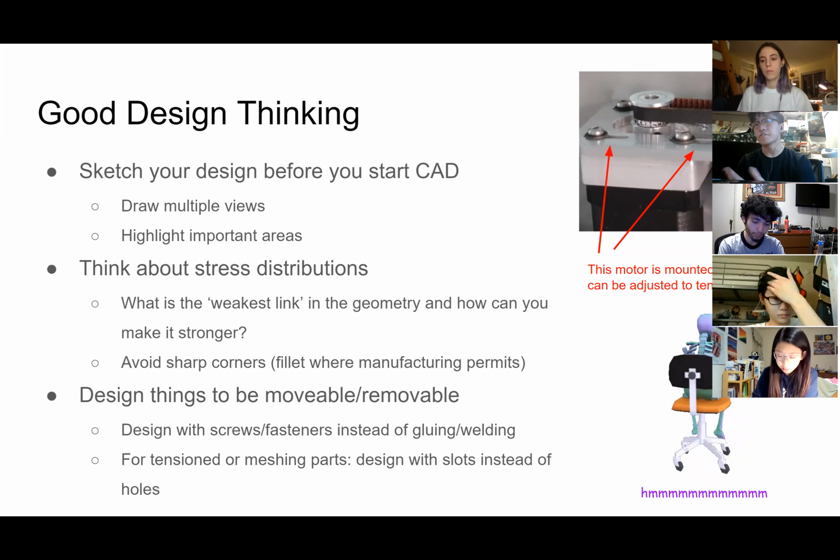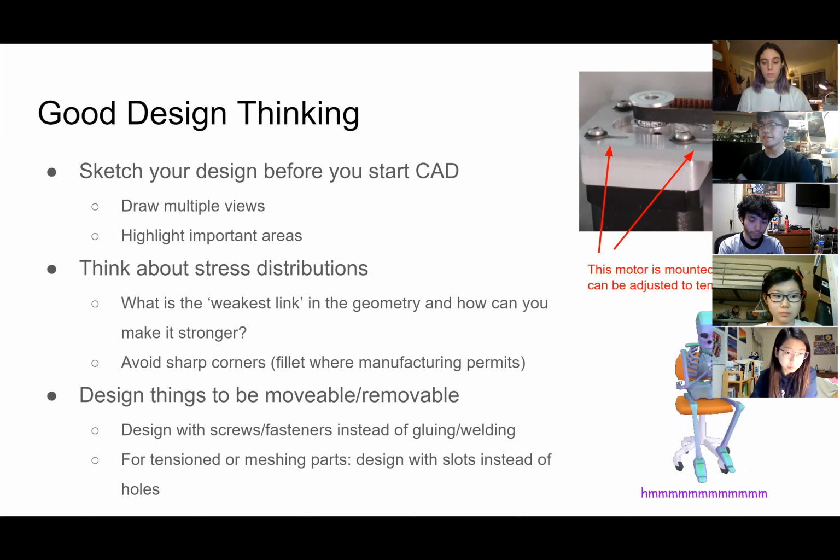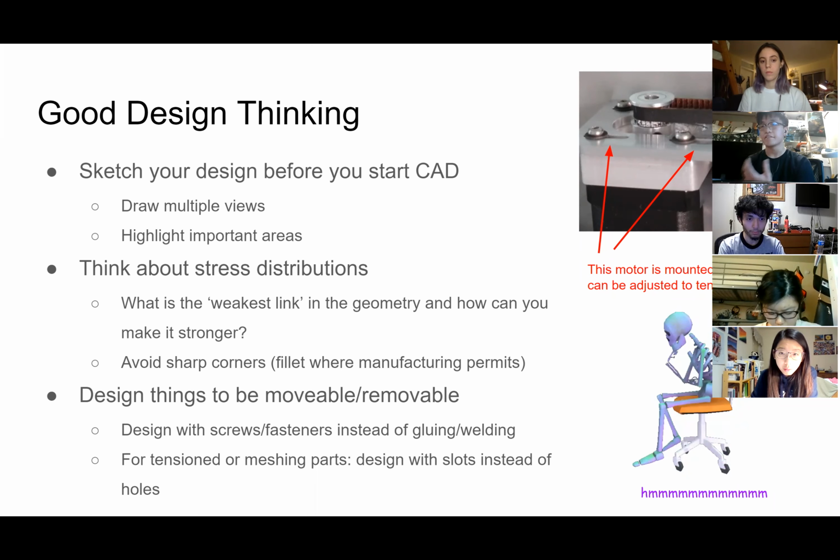You should also always think about stress distributions. For example, if you have sharp corners, it's always best practice to fillet them whenever you can. Thinking about the weakest part of a part or assembly can really guide how you design so that things don't break, and you need to do less testing to know what would break.